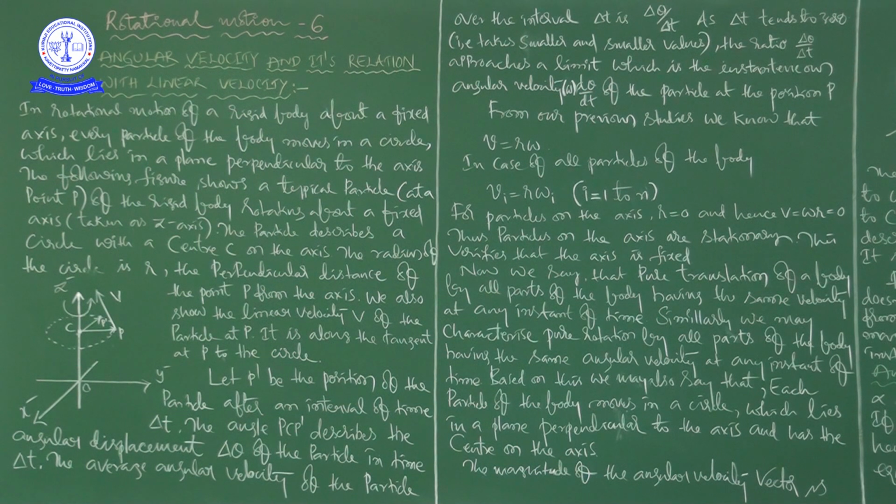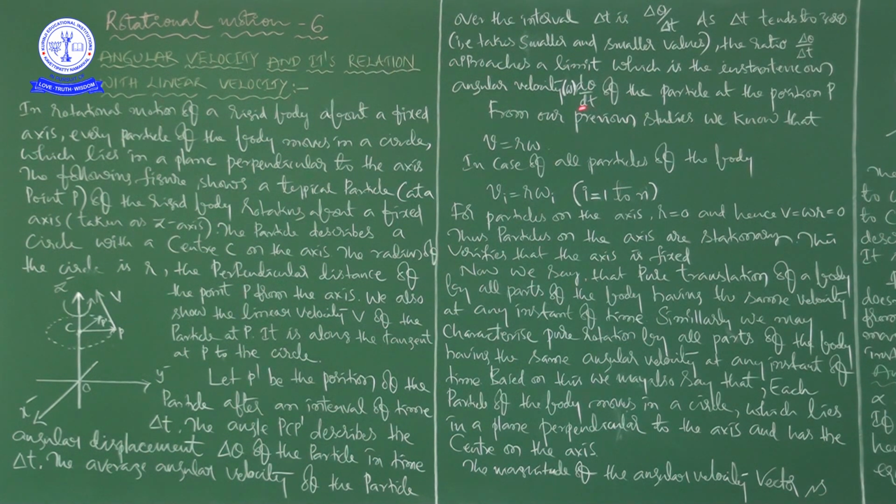Here also angular displacement, here it is the time interval. Here also angular displacement, here it is the time interval. Even the time interval, here we are taking a large time interval, here we are taking a small time interval. That is the difference between this one and this one. Okay, right. See here, angular velocity of the particle at the position P.